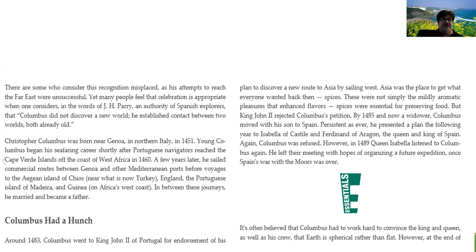A few years later, he sailed commercial routes between Genoa and other Mediterranean ports before voyages to the Aegean island of Chios, near what is now Turkey, England, the Portuguese island of Madeira, and Guinea on Western Africa's west coast. So again, you see, you're gonna have to go completely around the Horn of Africa, and then you'll be winding up in India. So in between these journeys, he married and became a father.